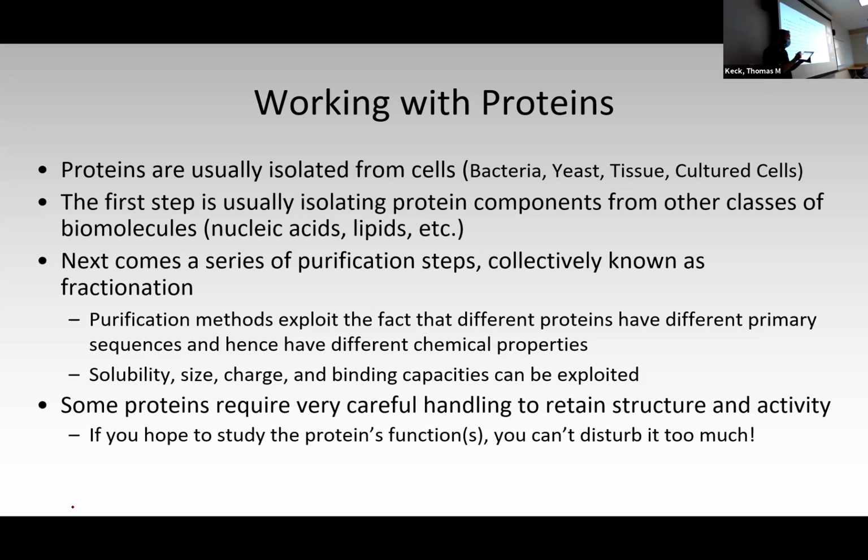So ultimately though, you're going to end up with a mix of things that may have similar characteristics, and it might be hard to separate them out. So better understanding how proteins get their physiochemical properties will help you better understand how you can start to purify them. The process of purification, sometimes called fractionation, exploits the fact that different proteins will have different physiochemical properties based upon their amino acid sequence and what they do, right?